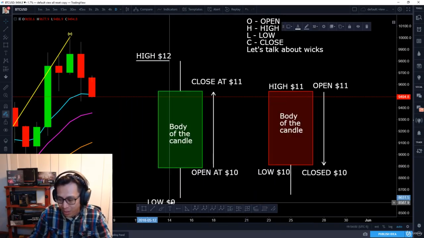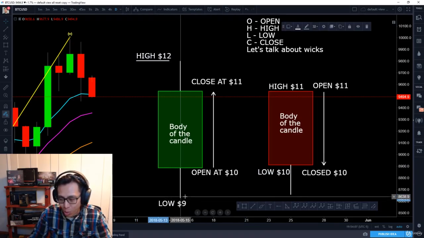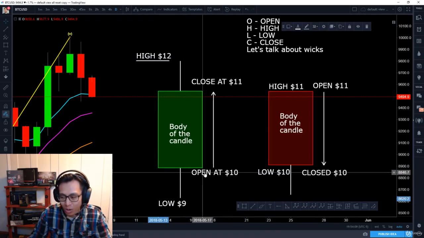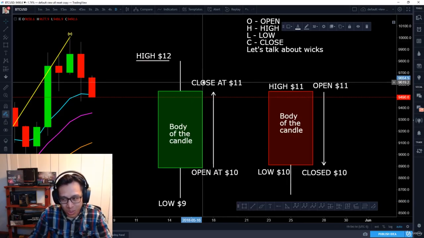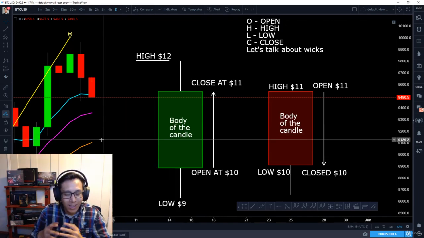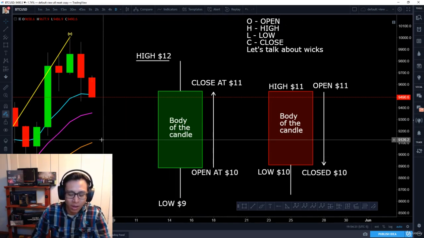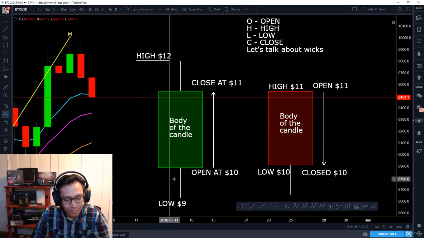So what could have happened, right? What could have happened to make the low right there, the lowest point of the candle, $9, where it opens at $10 and it pushes up to there, but it still closes at $11? So let's think about that for a moment. I'm going to give you guys a few seconds to think about what kind of scenarios you think would make a wick on the bottom end like this. Can you guys come up with any good ideas? I can come up with a few good ideas I can share, that's for sure.